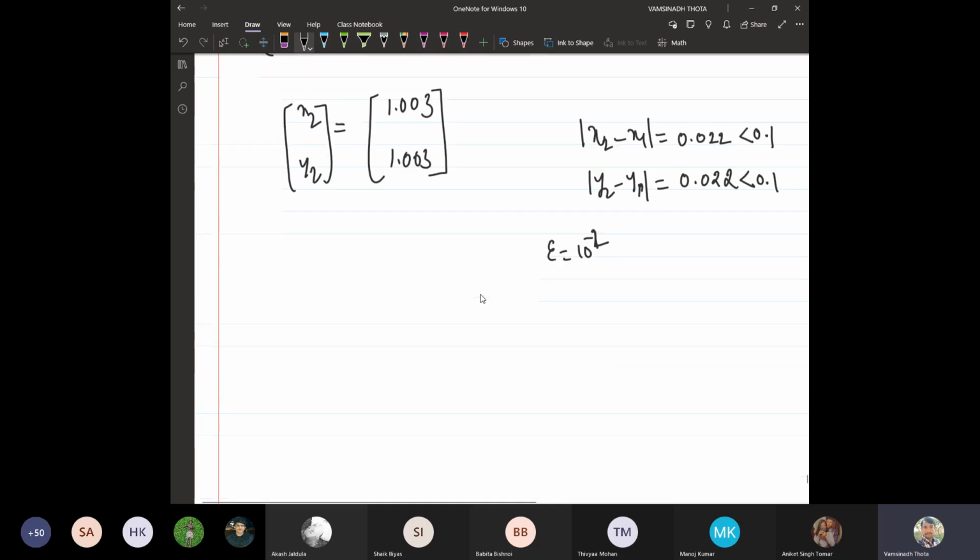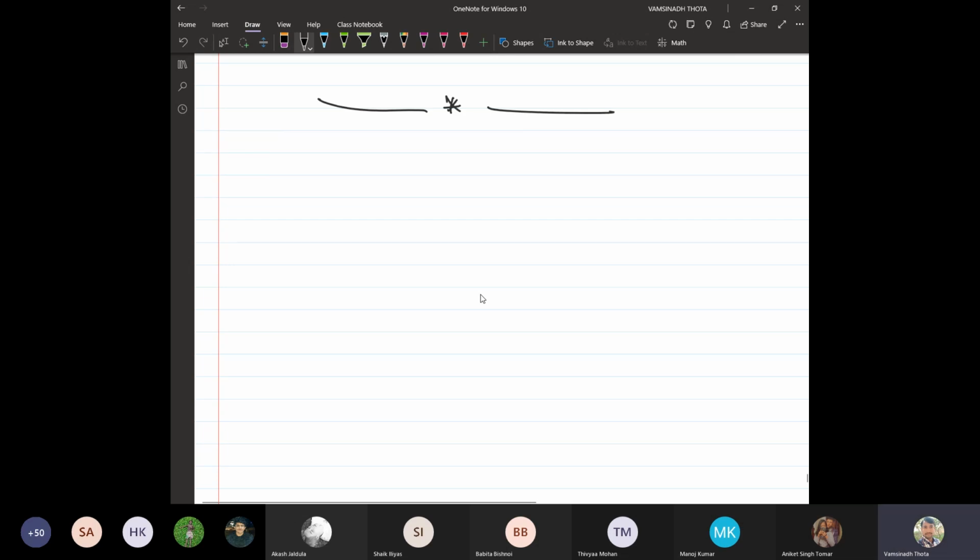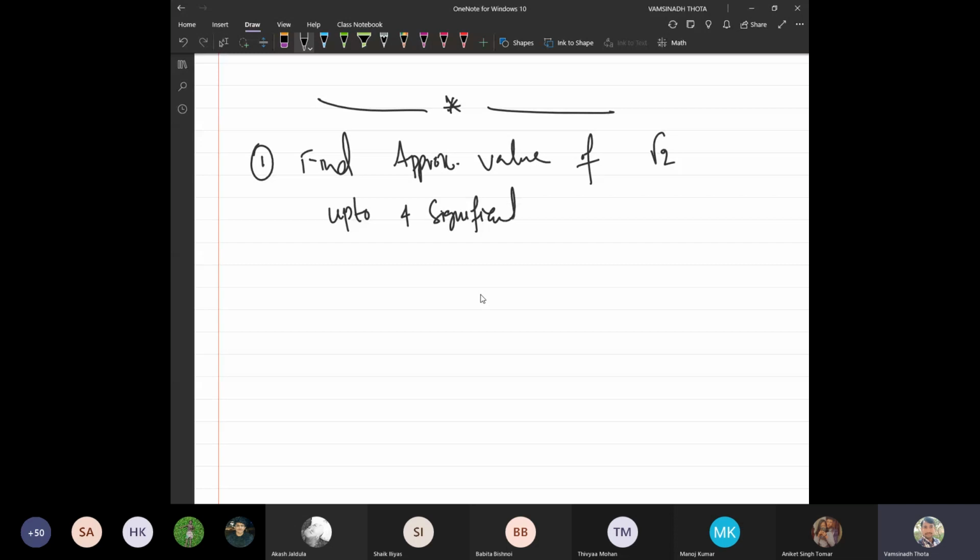Okay. Now let me give some exercises. First one: find the approximate value of root 2 up to 4 significant digits. Generally, the root 2 value is something like 1.414, you know it.